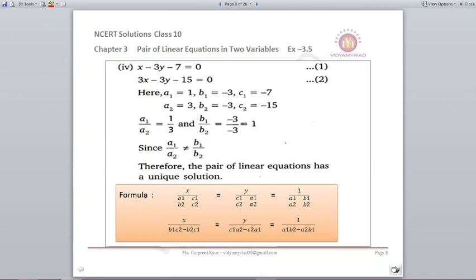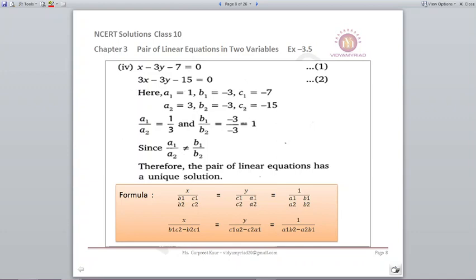Next, x minus 3y minus 7 is equal to 0. 3x minus 3y minus 15 is equal to 0. So let us check the ratios. a1 upon a2 is not equal to b1 upon b2. It means it has a unique solution, and thus we are going to apply the cross multiplication method.